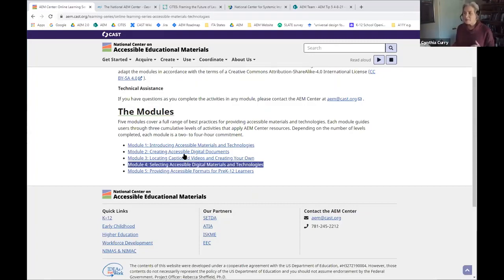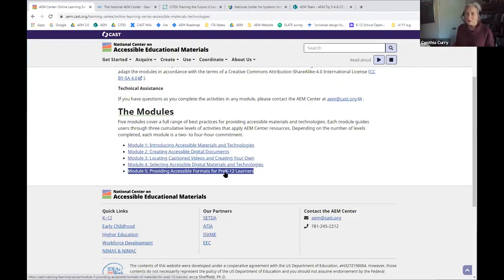So there are 5 of them, starting with introducing accessible materials and technologies, creating accessible digital documents, locating captioned videos and creating your own, selecting accessible digital materials and technologies, and then finally, providing accessible formats for pre-K-12 learners.